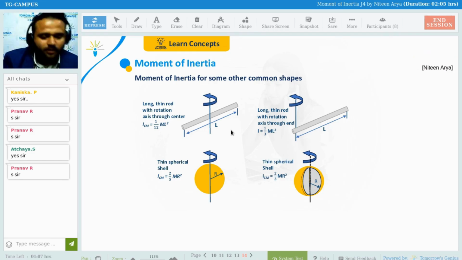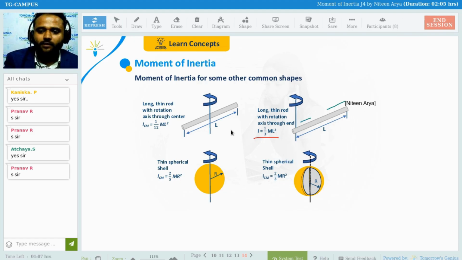Okay. We can find this. I can prove this formula first because it is an easy one, and then we can prove this one also because it is easy. These two take a little time, but these two are very easy. So, moment of inertia for some common shapes.